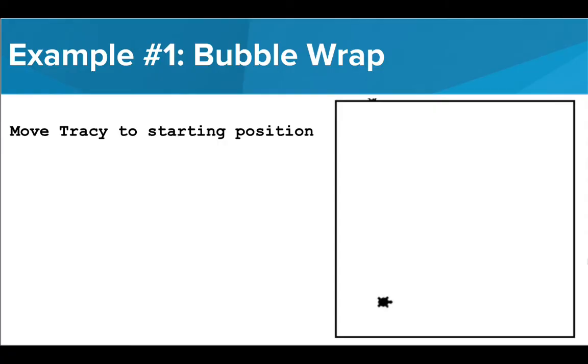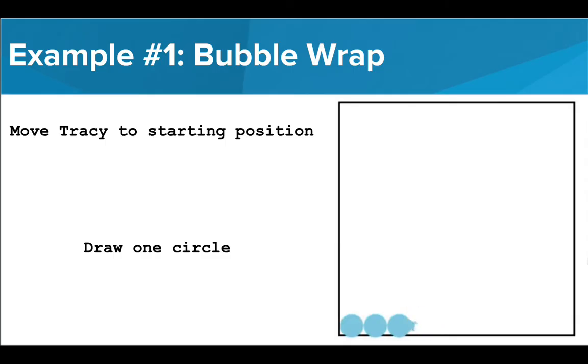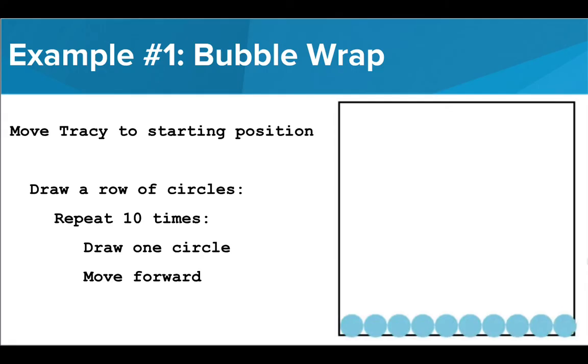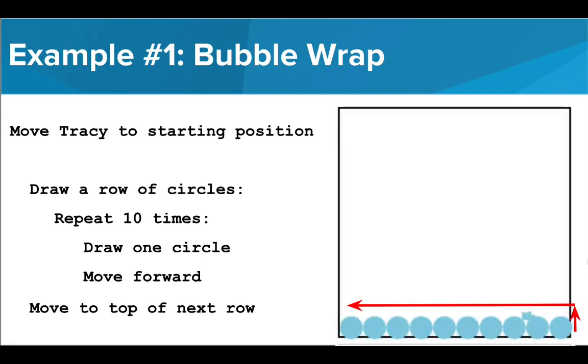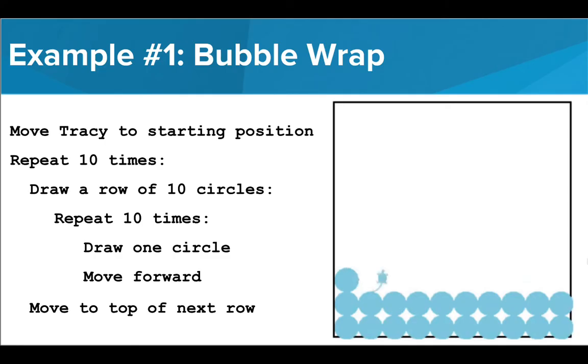The first thing we want to do is have Tracy move to the starting position in the bottom left-hand corner of the screen. Then we want Tracy to draw a circle. In order to draw the whole row of circles, she's going to need to move forward after drawing each circle and then repeat this whole process 10 times. Once she's drawn 1 row, we need her to move back to the top of the next row. In order to fill the whole canvas, we need to repeat this whole process 10 times. Now that we have our pseudocode, we can start writing code to solve each part of the process.